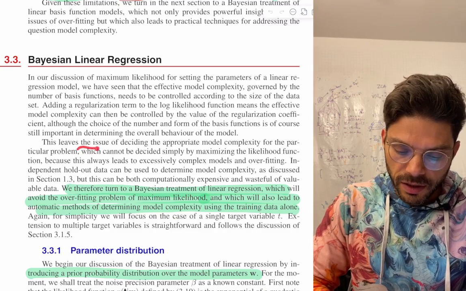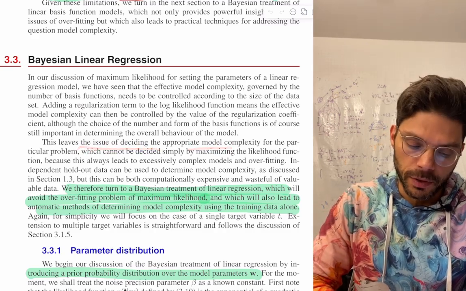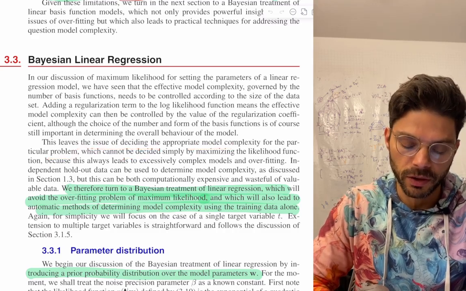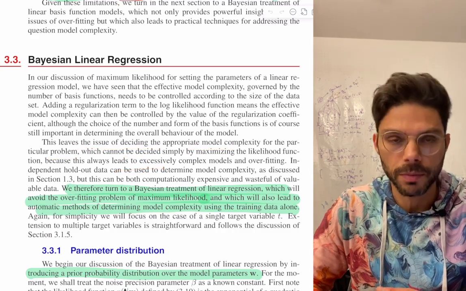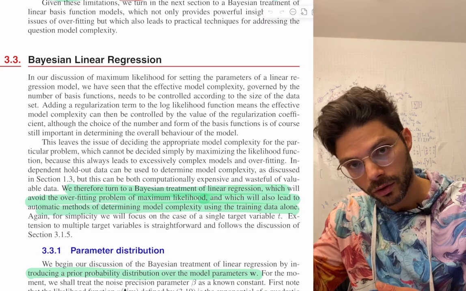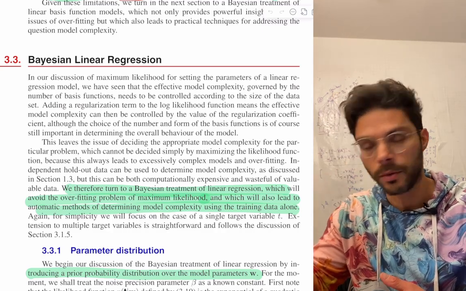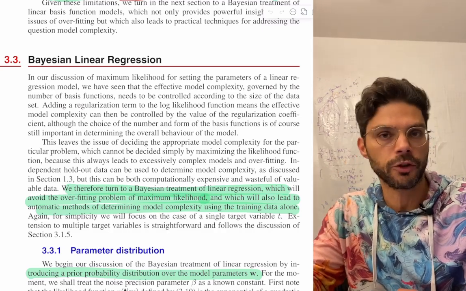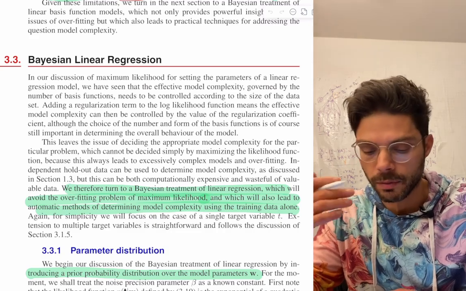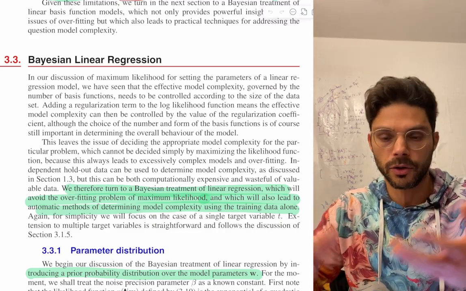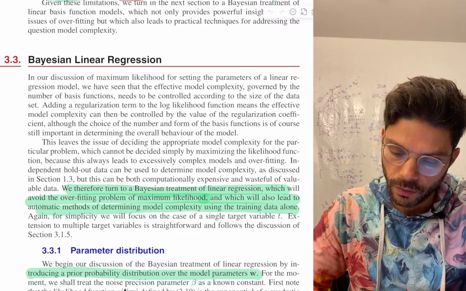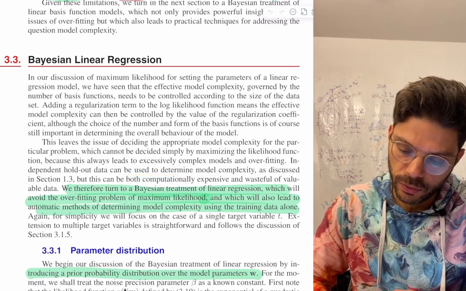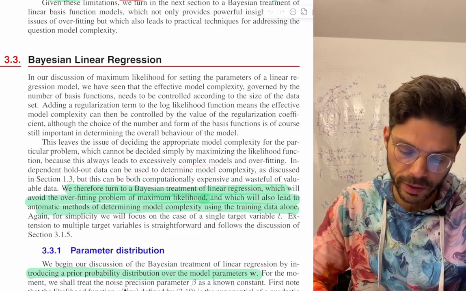Okay, so he says this leaves the issue of deciding the appropriate model complexity for the particular problem, which cannot be decided simply by maximizing the likelihood function, because this always leads to excessively complex models, right? Because you don't know what's signal and what's noise. So if you have 10 basis functions, you'll use them all to fit your data, but little do you know that at least some of the variability you're trying to explain is coming from noise. How do you know? It's just a data point. So there will always be excessively complex models, overfitting.